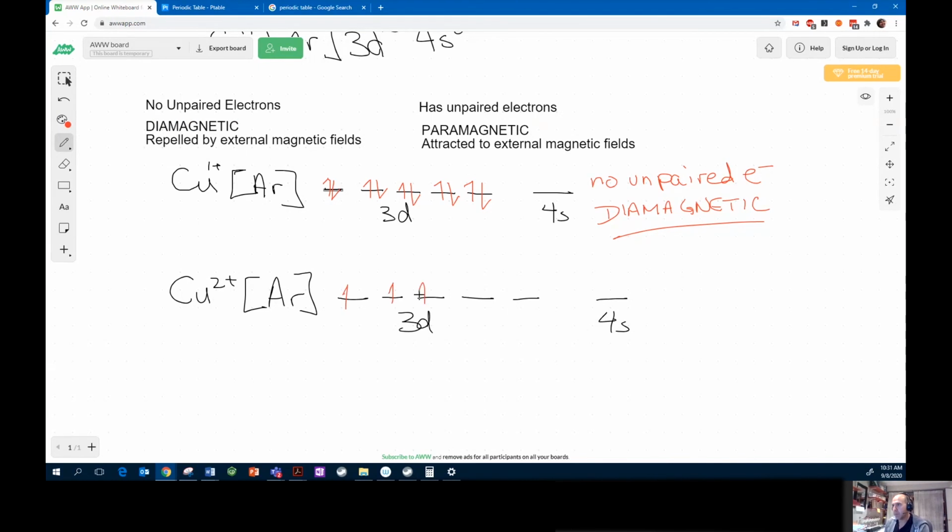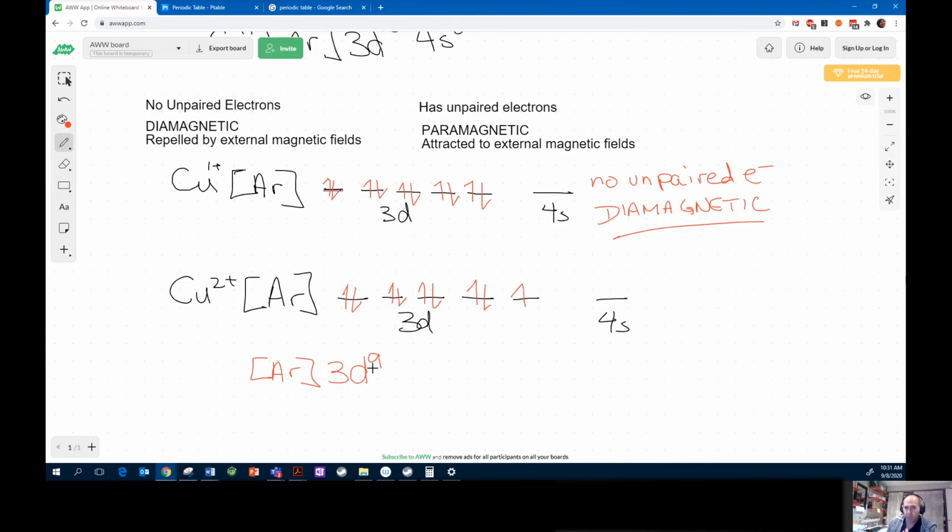One, two, three, four, 5. Now, here's the thing. It doesn't actually matter which of the electrons I remove from 3D. I don't think it's actually even possible to tell. However, by convention, I'm going to just do that. And so that one's missing, right? So copper 2 plus then is argon 3D9.